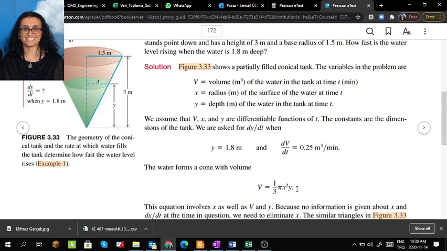So we got this formula, and this is a relation. This shows the relationship between the volume of the water and x and y. So that's why this is called related rates. There's a relationship between the variables.